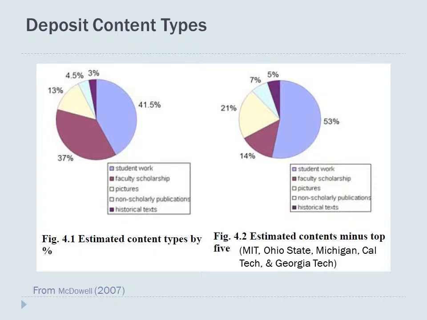If you eliminate the top 5 schools for amount of institutional repository content, the percentage that faculty contribute drops significantly. Those 5 institutions have done a lot more work in gaining acceptance of their institutional repositories by their faculty members.